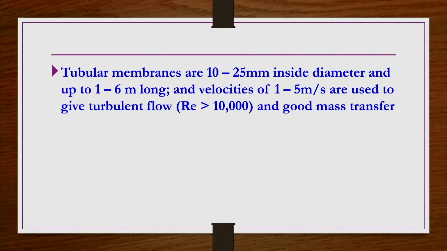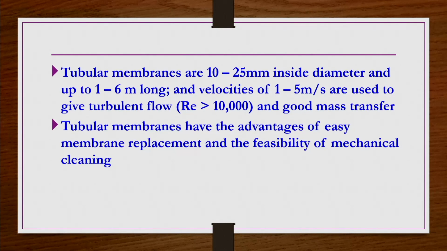So, tubular membranes, whatever the tubular modules, whatever the membranes used, are usually 10 to 25 mm inside diameter and up to 1 to 6 meters long, and velocities can be as high as 1 to 5 meters per second, which corresponds to turbulent flow, where the Reynolds number is greater than 10,000 in general. Because of that, good mass transfer would be there.